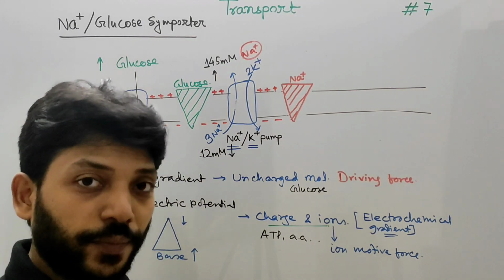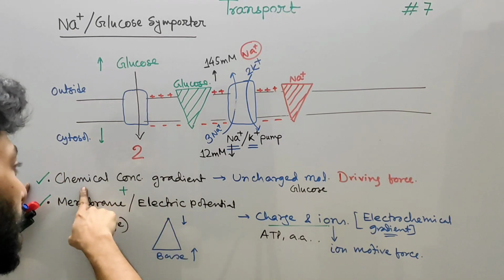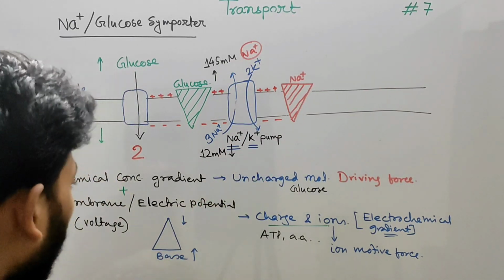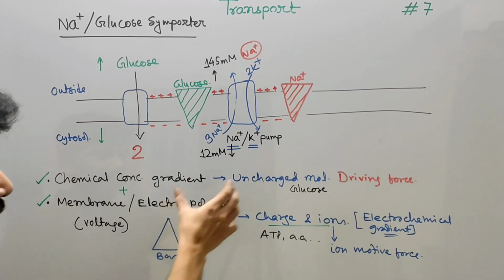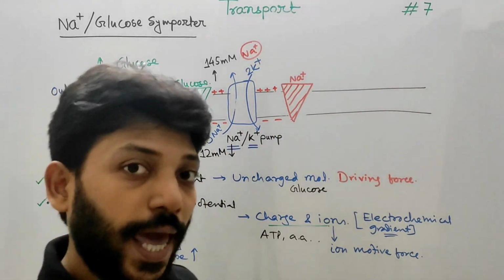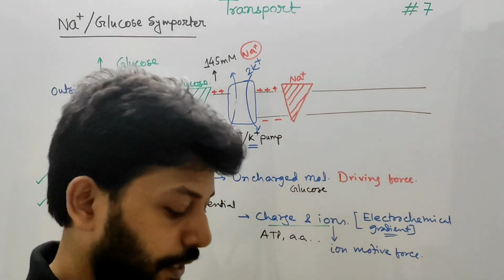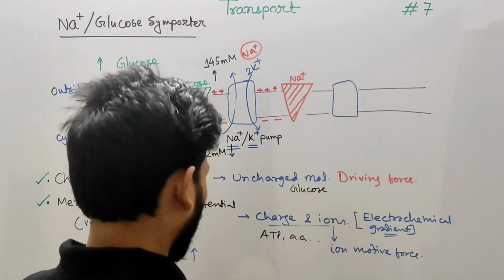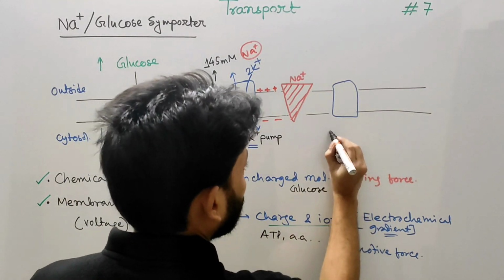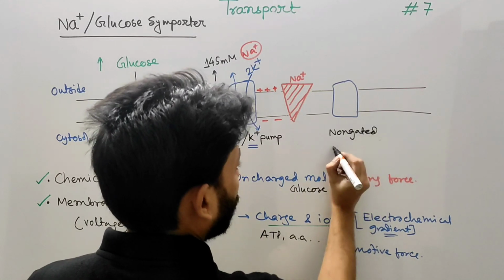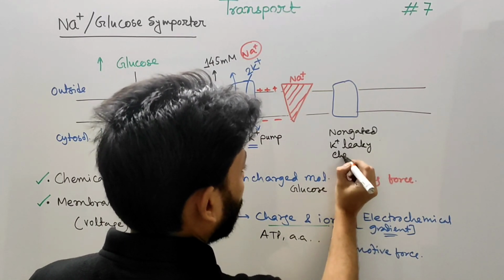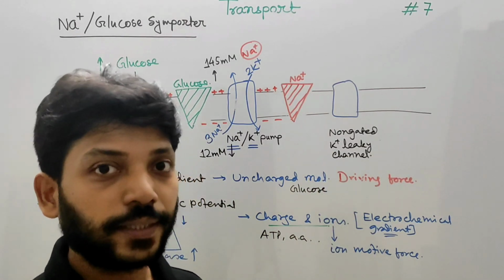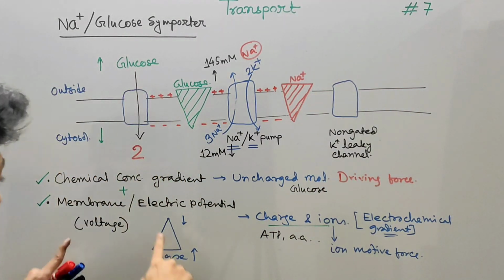See, as sodium is an ion, it carries charge. So it has a chemical concentration gradient, generated by the sodium potassium pump. Also, it has a membrane or electric potential that is generated by the sodium potassium pump. Not only that, another protein helps in the establishment of the membrane or electric potential, that is a channel called the potassium leaky channel. This is called a non-gated potassium leaky channel. In resting conditions, these channels are open and these channels are present in all animal cells. That's why all animal cells have a resting membrane potential or electric potential.